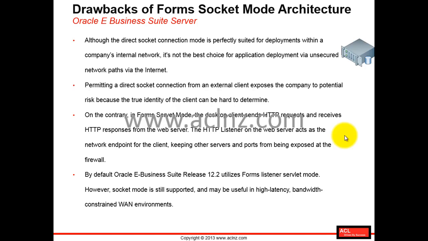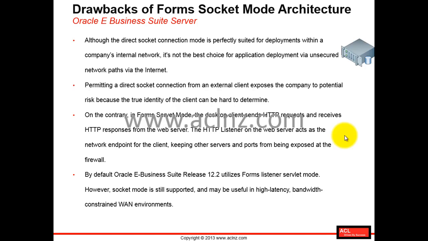On the contrary, in Forms servlet mode architecture, the desktop client sends HTTP requests and receives HTTP responses from the web server. So basically, the rest of the processes lying on the server are shielded. The HTTP listener on the web server acts like the network endpoint for the client, keeping the other servers and ports from being exposed at the firewall. So that's the biggest advantage of Forms servlet mode architecture, apart from other advantages over Forms socket mode architecture.